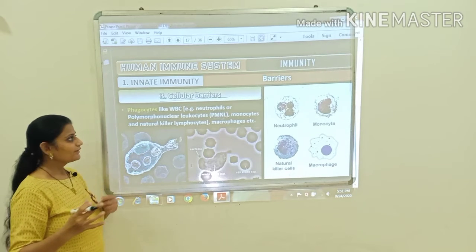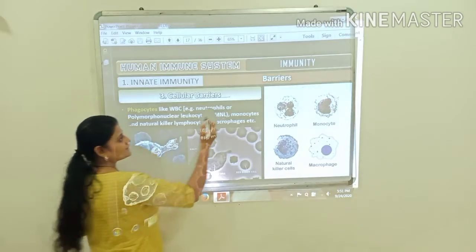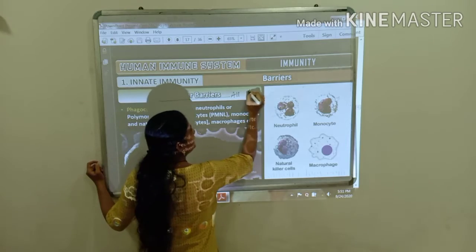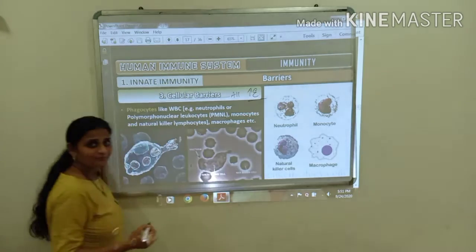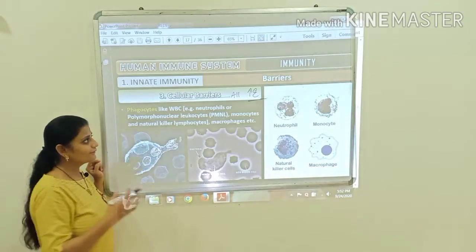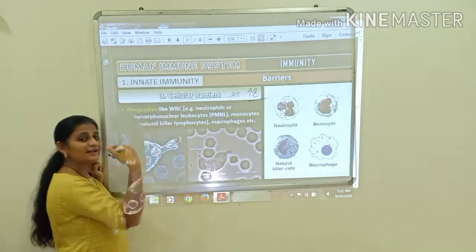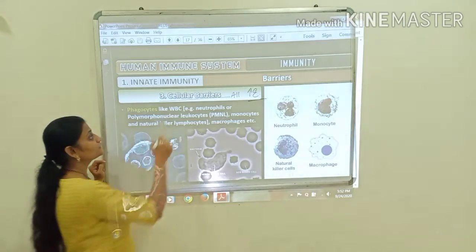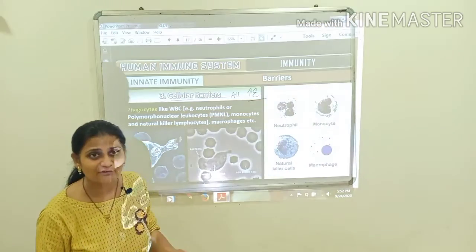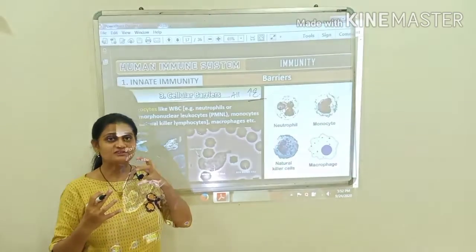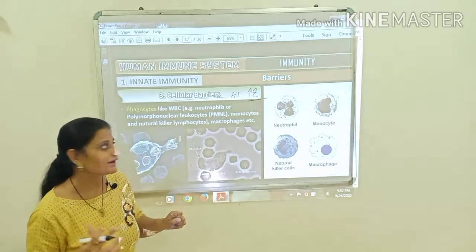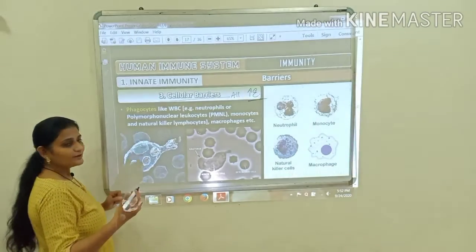the body, right? And say for example, if there are any allergens entering our body, then there will be an increase in the number of eosinophils in order to decrease the number of allergens. So the cells are increasing and providing the immunity, so that is the cellular barrier. There are B lymphocytes and T lymphocytes in our body; the B lymphocytes produce the antibodies and kill the foreign particles and provide the immunity.